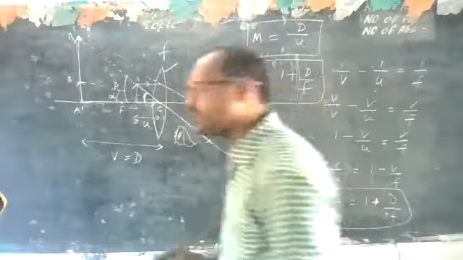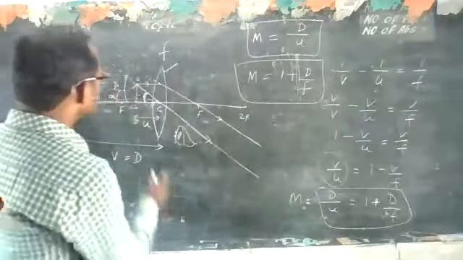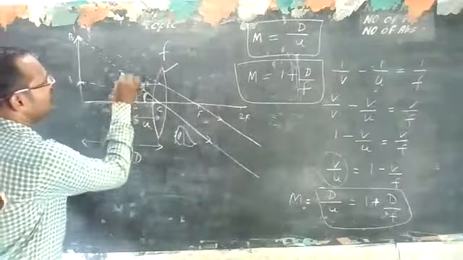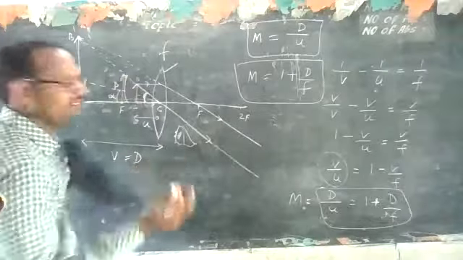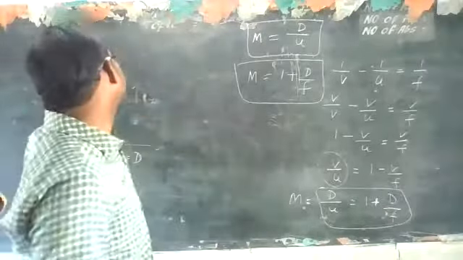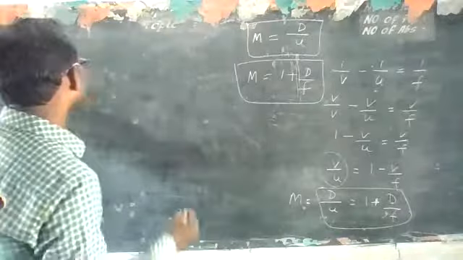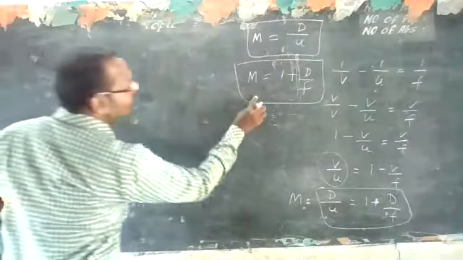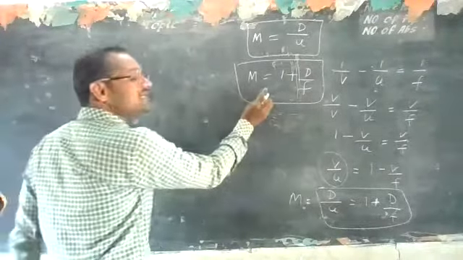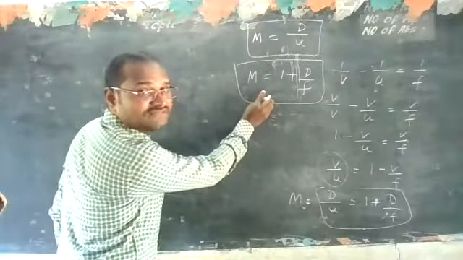Without any strain. So for that, what we need to do is shift the object to the focus. The image will form at infinity. This is the thing. Yes, let us discuss that point also. This is the formula for when the image forms at the least distance of distinct vision.